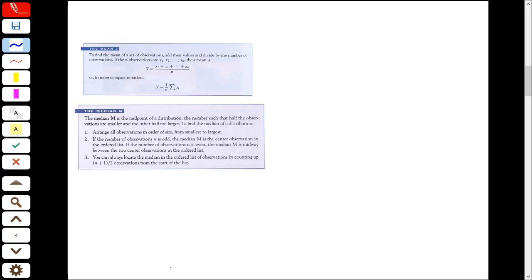Okay, so let's talk about measuring the center.